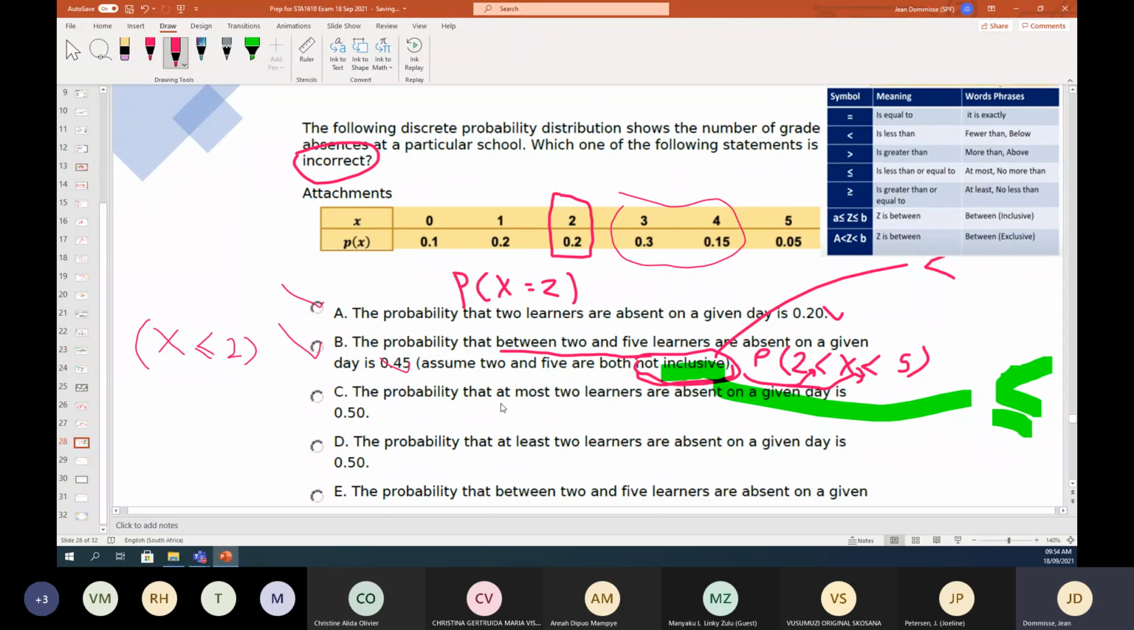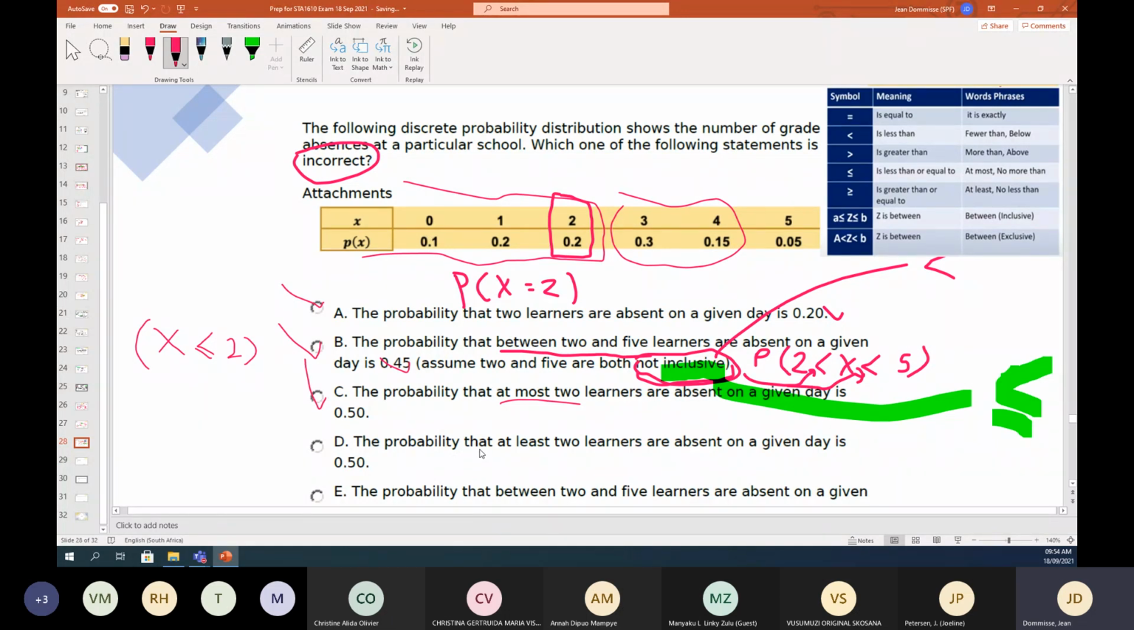So the probability at most, smaller or equal to 2, so it's 0.2 plus 0.2 plus 0.5, which is 0.1. So those 3 added is 0.5.